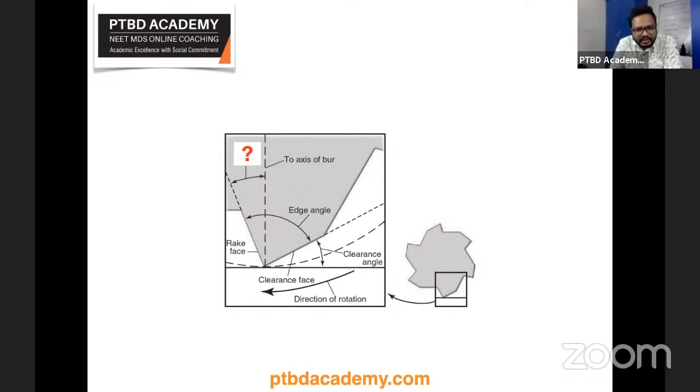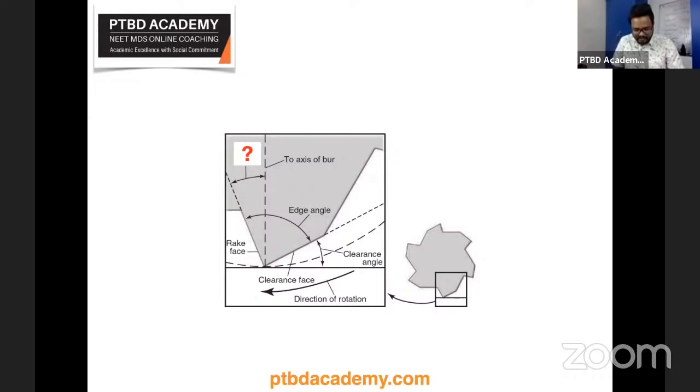Very good. You can see that seems to be an angle between the rake face and the axis of the burr, which is by definition the rake angle. Very good. So is it positive or negative rake angle? That's another related question I'm going to ask you now. Since you said it is rake angle, excellent. So what does this illustration represent, a positive rake angle or negative rake angle? I'll give you some hint. You can see the bulk of the blade, right? So that's the hint I'm going to give you.